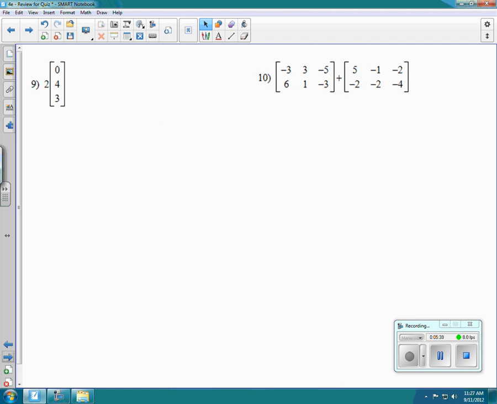All right, numbers 9 and 10. Very similar operations to before. Number 9, we're multiplying everything inside that matrix by the scalar number 2. So if I multiply the first item by 2, I get 0 times 2 is 0. The second one by 2 is 8. And the third one by 2 is 6.